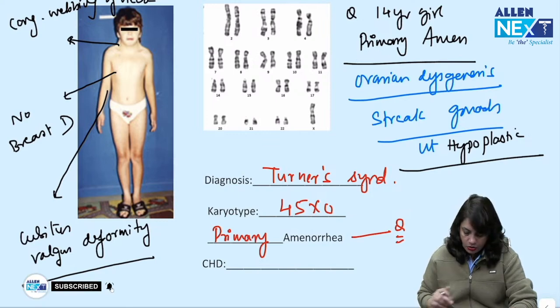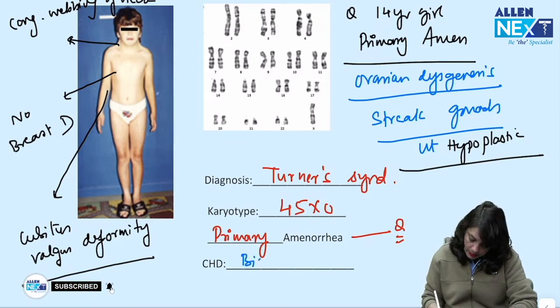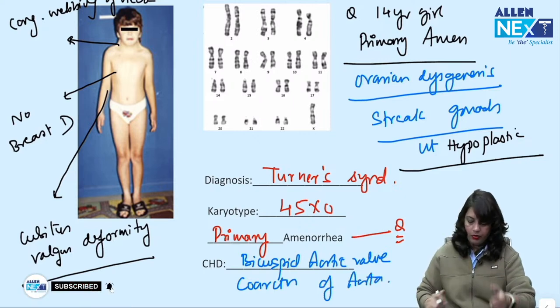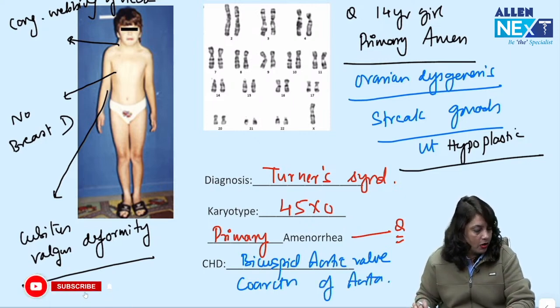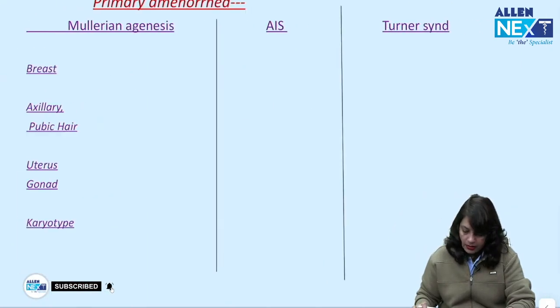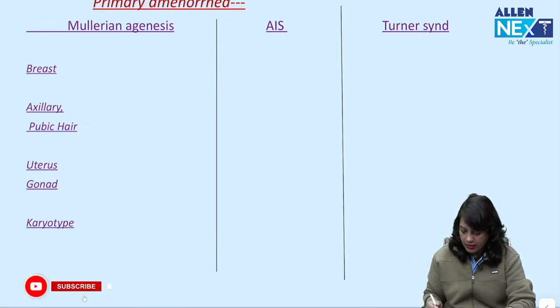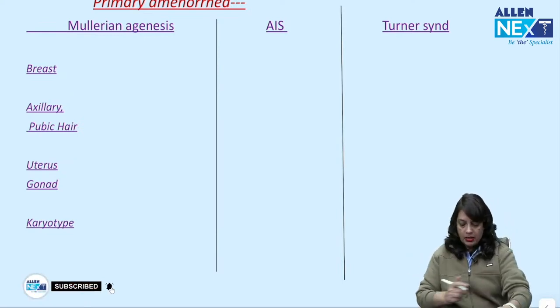which is infantile. So what is the type of congenital heart disease seen in Turner syndrome? It is bicuspid aortic valve, or coarctation of aorta. Next, if a female presented with primary amenorrhea, it can be Mullerian agenesis, it can be androgen insensitivity syndrome, or it can be Turner syndrome.